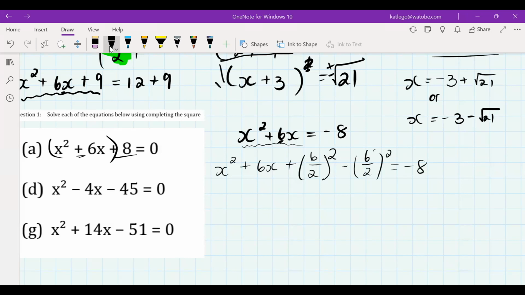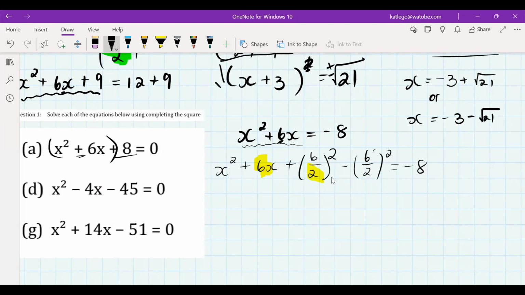Zizi Paul, did you listen? I said, you need to pay attention. I said the middle term always has to be first halved. Remember, when you halve something, it's the same as divided by 2, right?